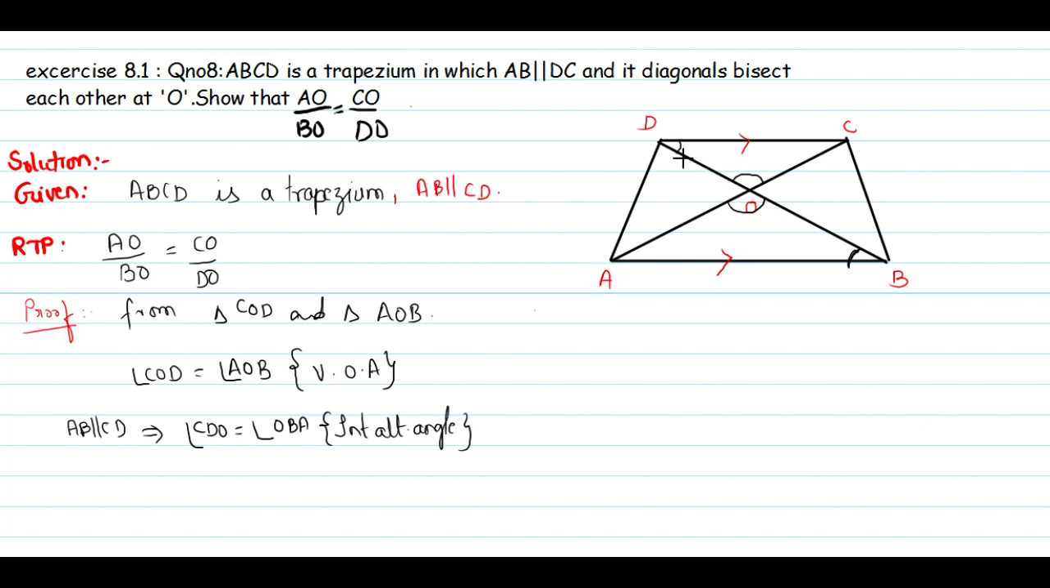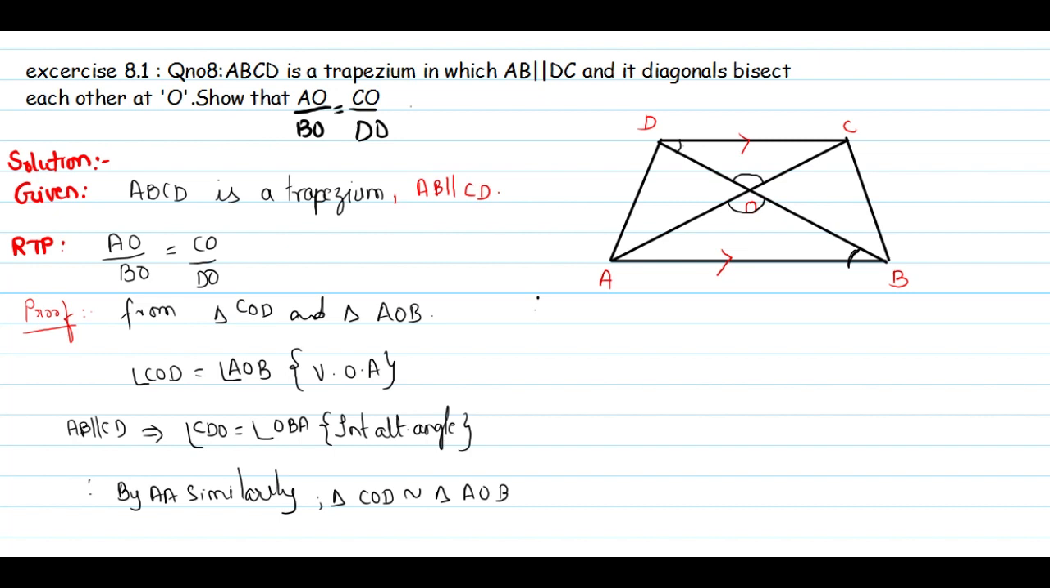Because two angles of this triangle are equal to two angles of triangle AOB, we can say that triangle COD is similar to triangle AOB. Therefore, by angle similarity, we can say that triangle COD is similar to triangle AOB.